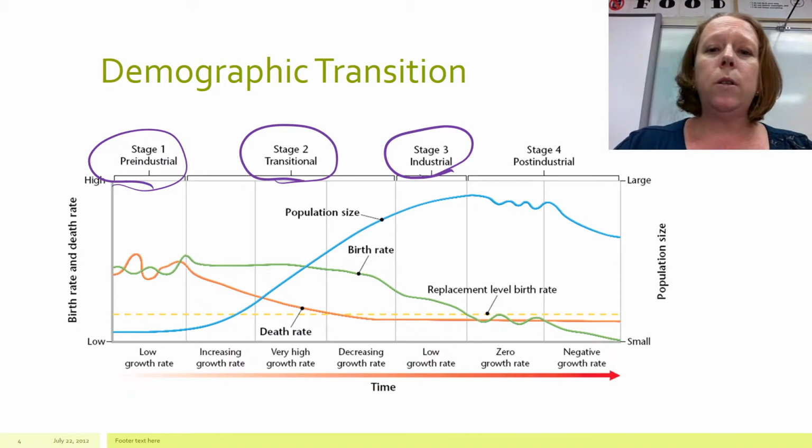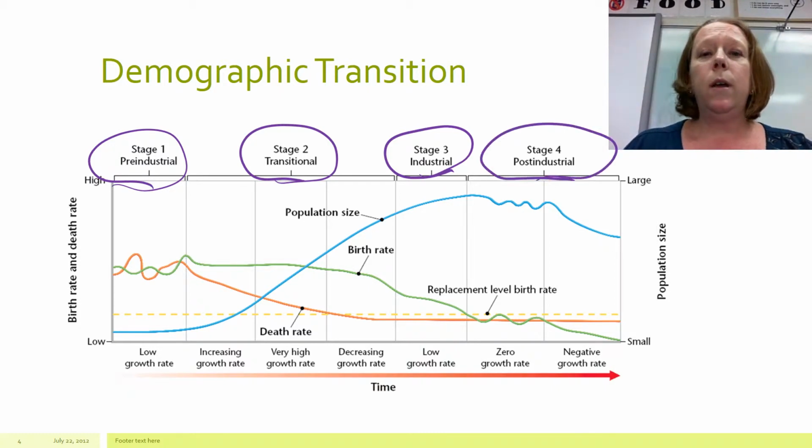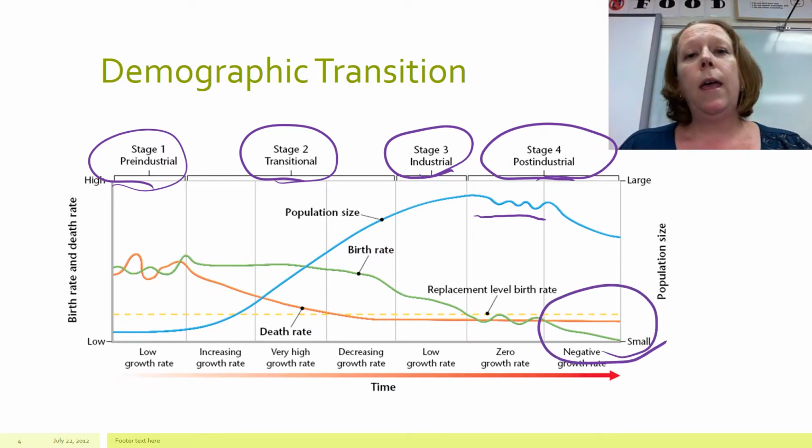Then some countries will move into what's called the post-industrial stage, which is stage four. And a couple of things can happen here. They can either level off and fluctuate roughly around that zero population growth level, where the birth rate and death rates are equal, or you see some where the birth rate will actually drop below replacement level, and that's when you start to see a population decline.